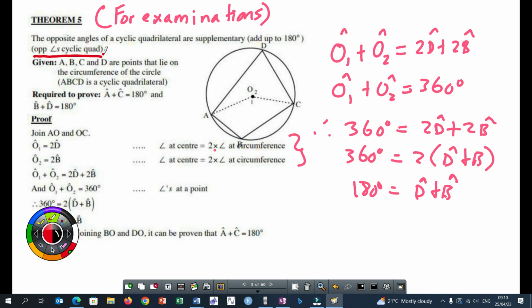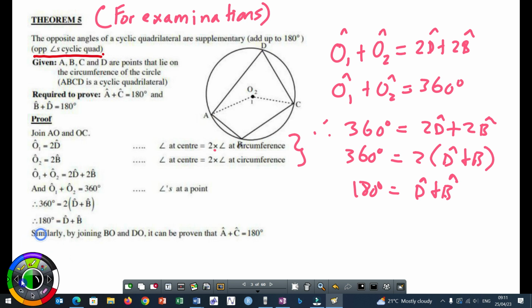Just do me a favor, put your pen down a little bit. I need to talk about the proof now. I'll give you an opportunity to copy this down. To do the proof, we use theorem 2. Theorem 2 is like the mother of theorem 3, theorem 4, theorem 5. So we use theorem 2 to prove that the opposite angles of a cyclic quad are supplementary.